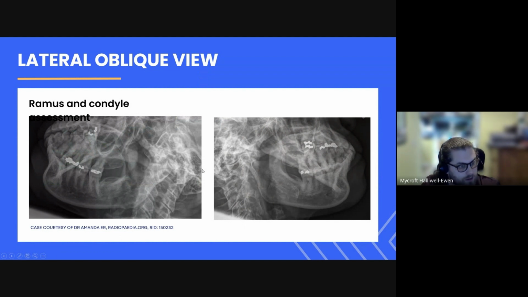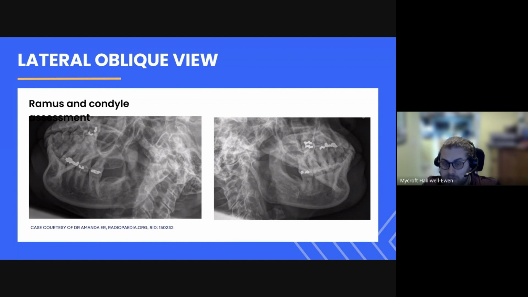Okay, lateral and oblique view, right? So we're just trying to look, and it's slightly better with this one, trying to look for the ramus, so this side part here, yeah, and just the condyle, which is this anterior part, yeah, and that's the head. Again, generally looking for fractures, right? Sometimes you can see other problems with the teeth.